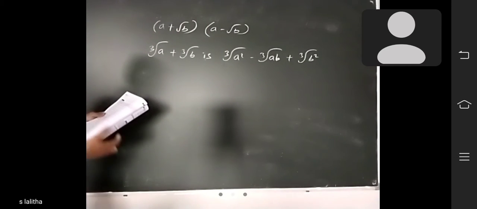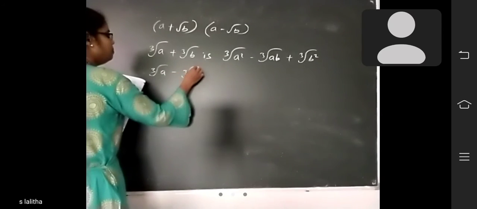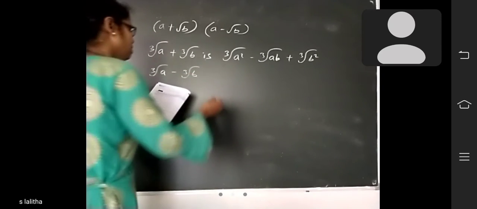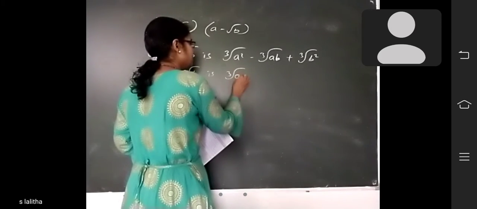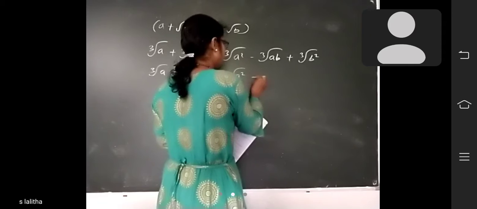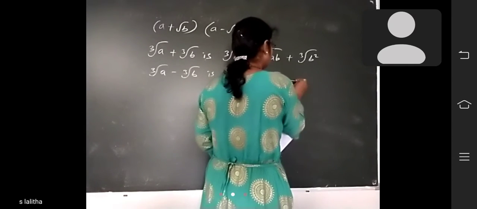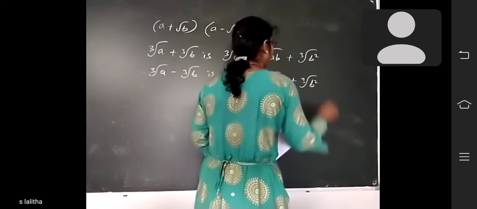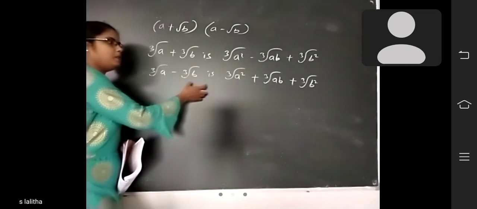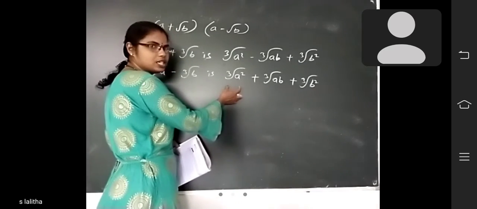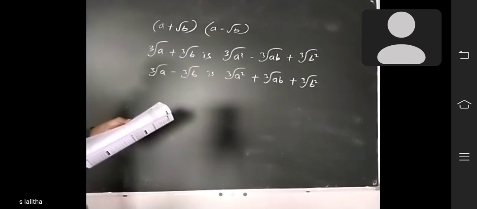And next, cube root of a minus cube root of b, what is the rationalizing factor? Cube root of a square plus cube root of ab plus cube root of b square.